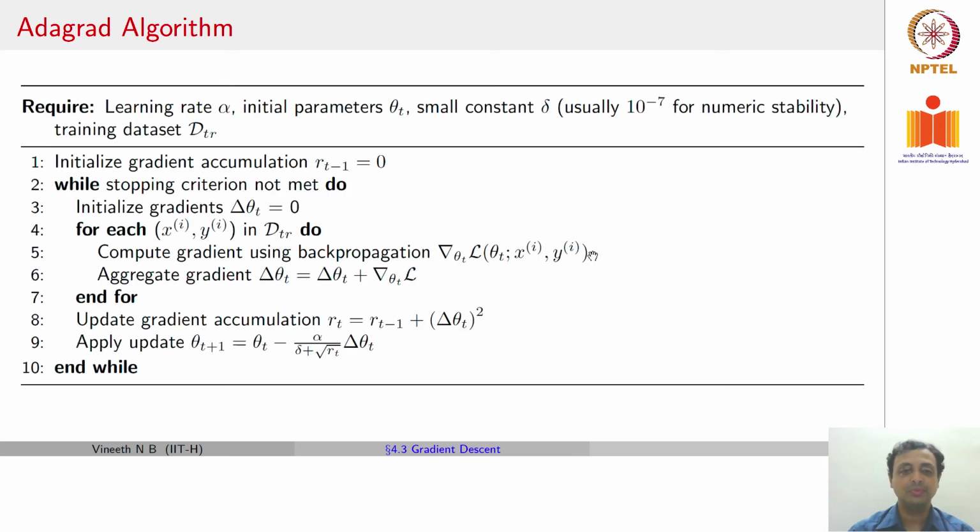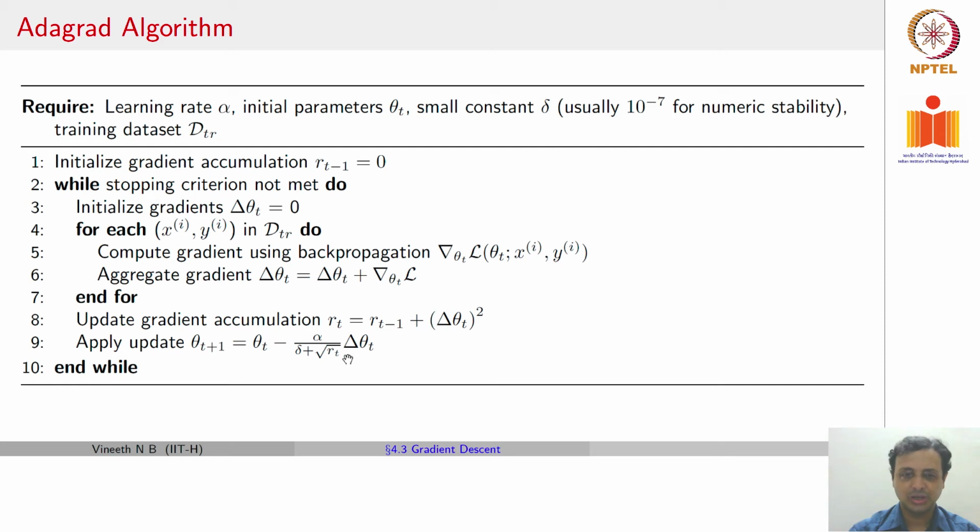So here is the algorithm. So you aggregate the gradient, you update your gradient accumulation. You initialize your gradient accumulation in a parameter called r t minus 1 is equal to 0. And you update your gradient accumulation to be rt is equal to rt minus 1 plus grad theta t square. You keep accumulating the squared gradients, and then this is the formula.